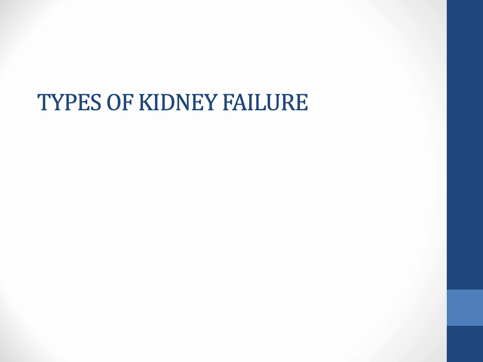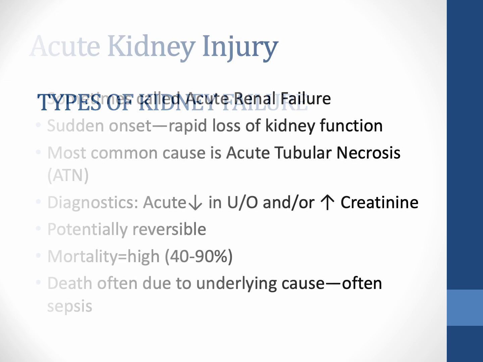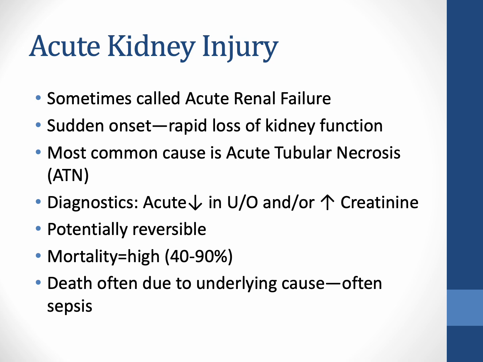Renal failure occurs when the kidneys can no longer adequately remove the body's waste products or perform their homeostatic and regulatory function. We're going to look at acute kidney injury first, then chronic kidney disease. Acute kidney injury, sometimes referred to as acute renal failure, has a sudden onset. It's characterized by a rapid loss of kidney function. The most common cause of AKI is acute tubular necrosis. It's identified by a decrease in urine output and/or an increase in creatinine levels.